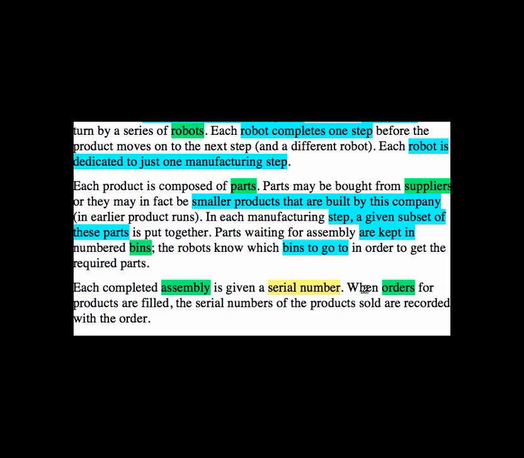When orders for products are filled, the serial numbers of the products sold are recorded with the order. So indeed, we're going to have information about which products are being ordered. But why don't I just for a second say that it's really the products sold that are going to be recorded with the order. We will continue this in the next YouTube video.